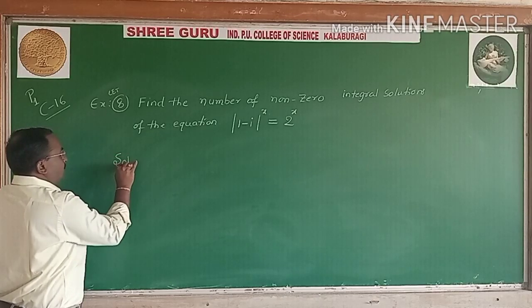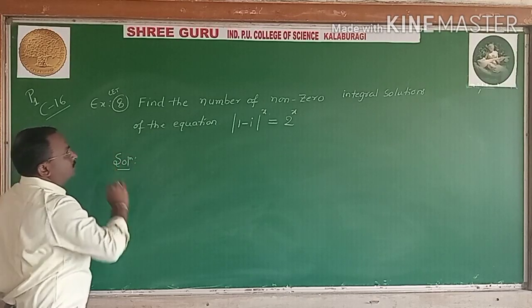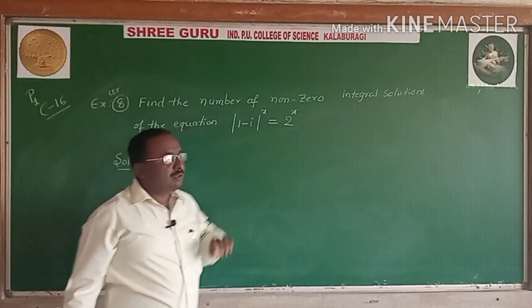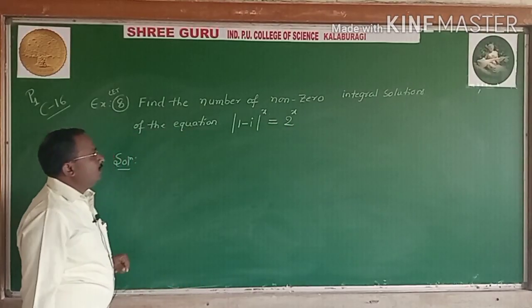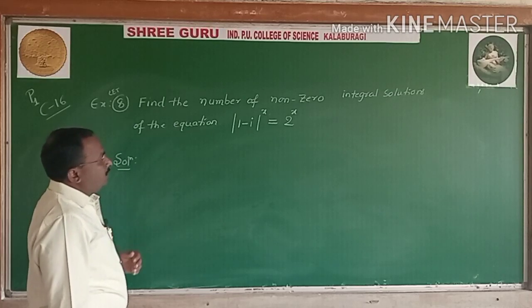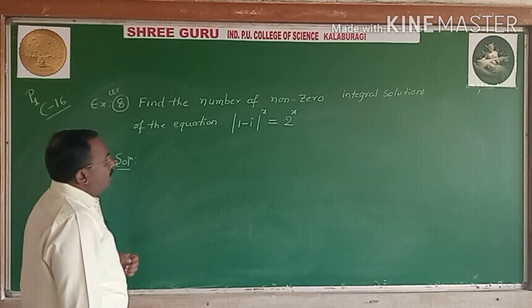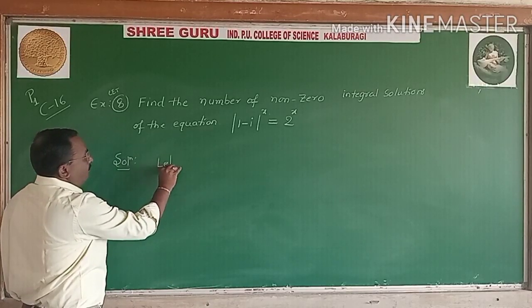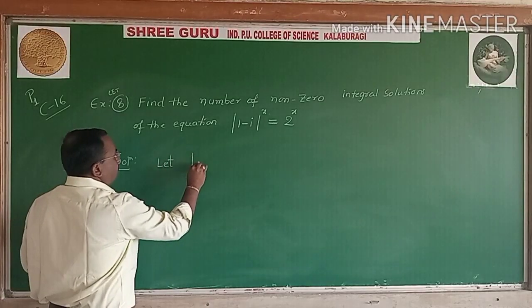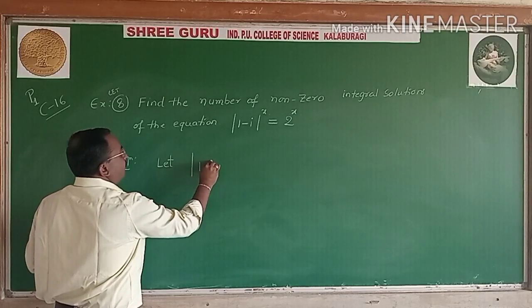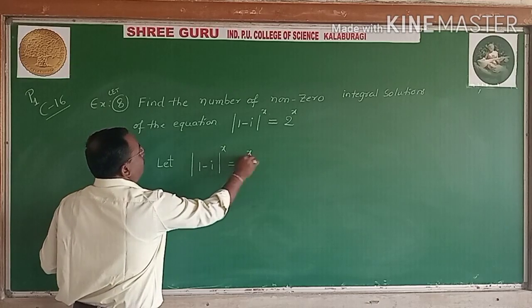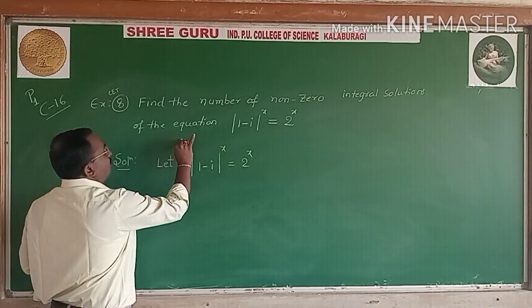Solution. The question is: find the number of non-zero integral solutions. Here non-zero integral solutions means there are no zero integral solutions. Here the equation is in the form modulus of (1 minus i) whole power x is equal to 2 power x. This is a modulus.